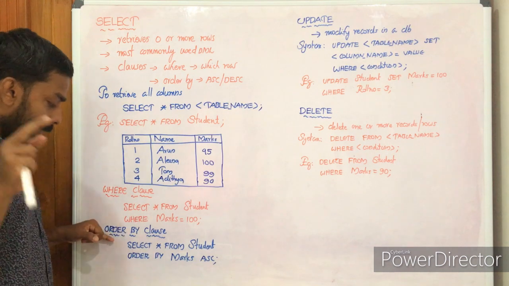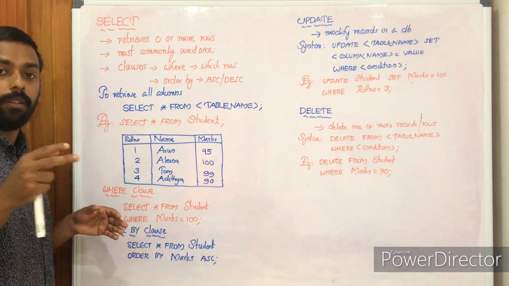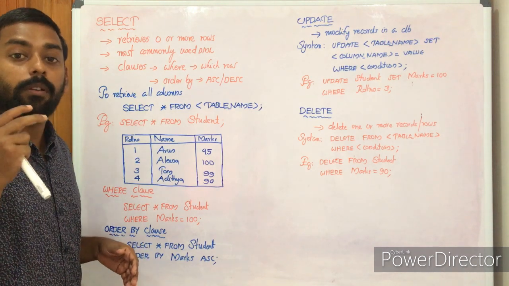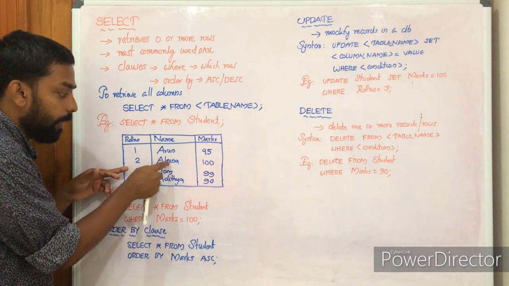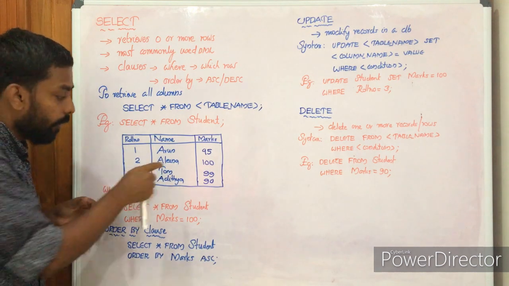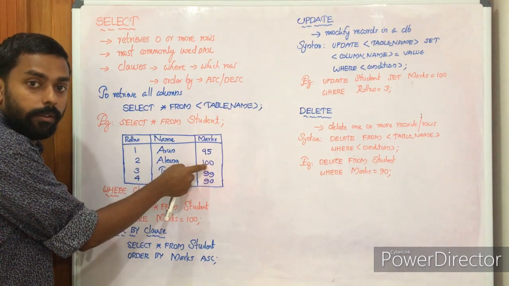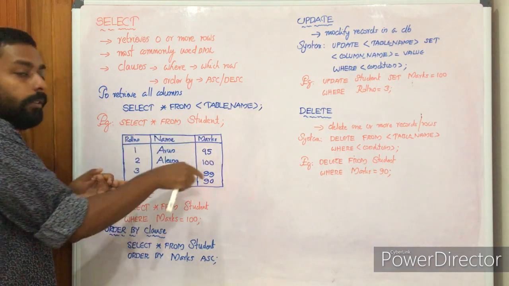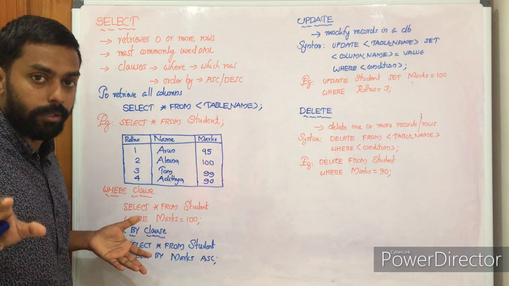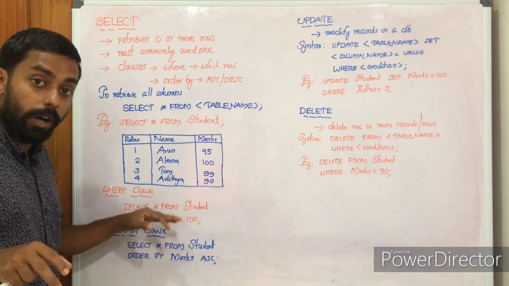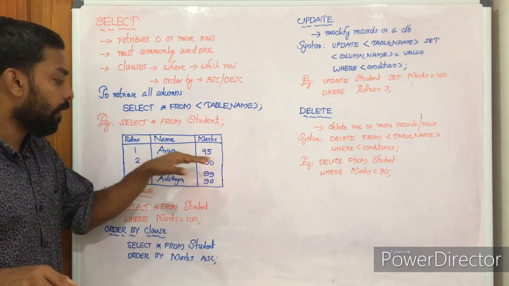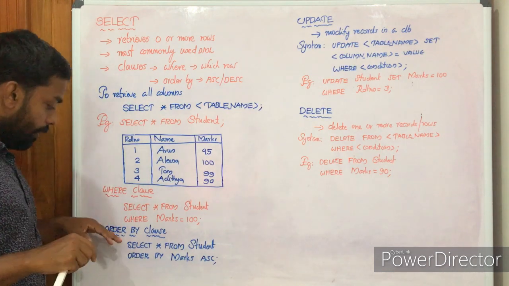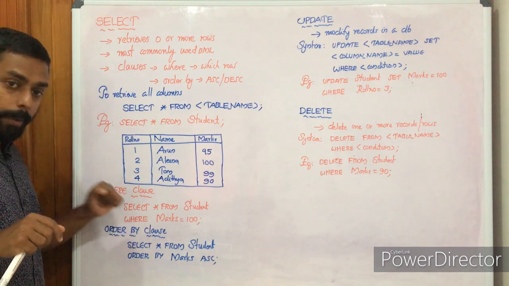And we know where is used to restrict the number of tuples to be selected, the number of rows to be selected. We have restricted the number of rows to 1 here, for marks equal to 100. If we are not specifying this where clause, the resultant table will be the original table itself. There won't be any changes. But here we have applied where marks equal to 100, so Alina 100 will be the only row in the resultant table. Then we are moving to the order by clause.